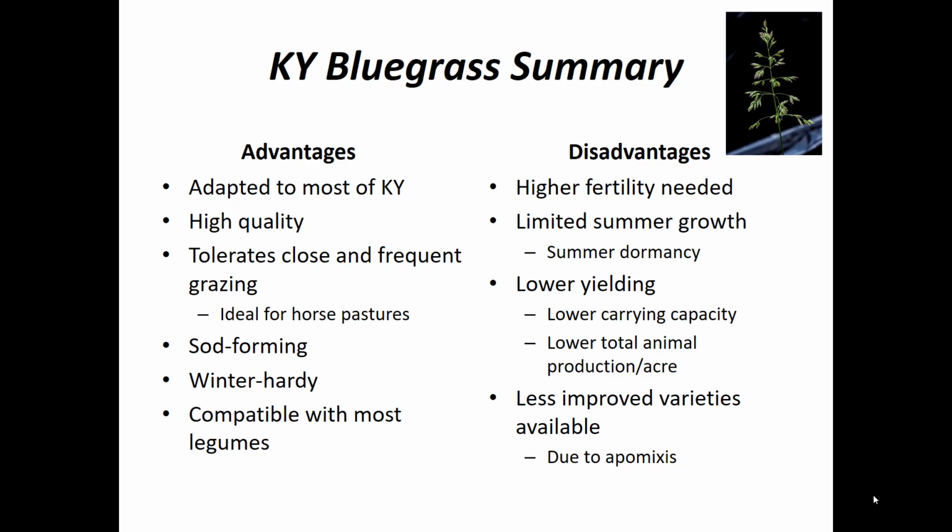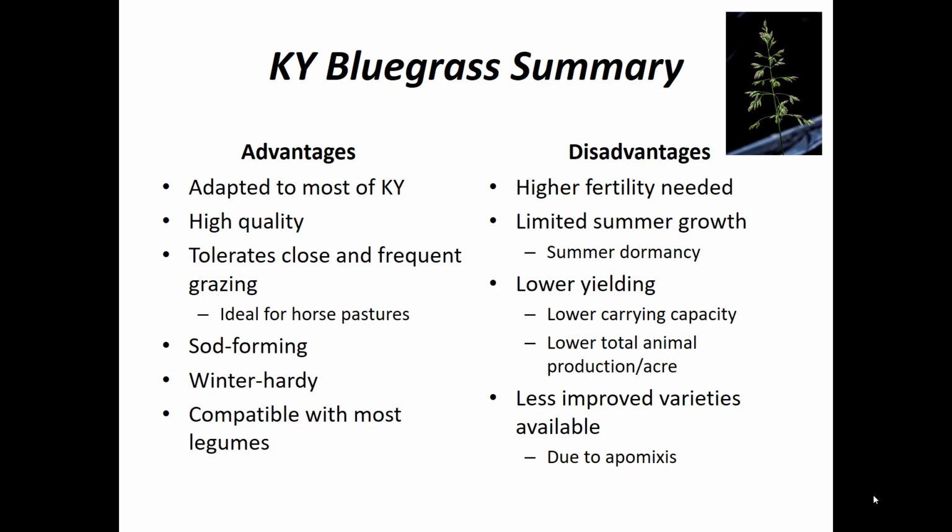So if you want to summarize Kentucky bluegrass, its advantages: it's adapted to most of Kentucky. It has high quality. It tolerates close and frequent grazing, and frequently people consider it to be ideal for horse pastures. It's a sod-forming cool season grass. It's winter hardy and compatible with most legumes.